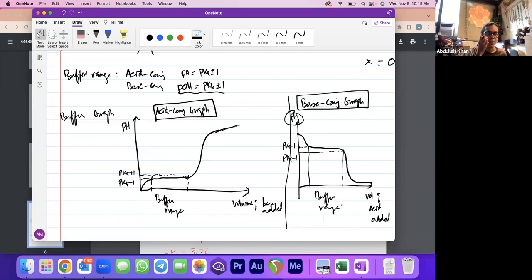Another situation where the graph is applicable is, so this is strong stuff that's being added each time. So if you're titrating, you can think of this also as a titration curve. This is the titration between a weak acid and a strong base, and this is weak base plus strong acid.